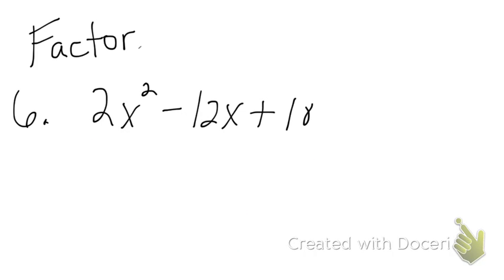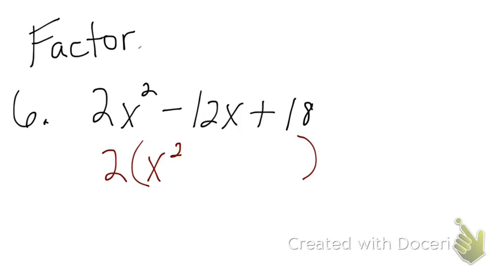Let's look at the next one here. Now notice this is not a perfect square trinomial. 2x squared is not a perfect square. There's nothing times itself that gives you 2x squared. The 2 is the problem, and the same thing with the 18. However, think about how when we factor, if there's a common factor, or greatest common factor, we need to factor that out first. And so we need to factor out a 2 first.